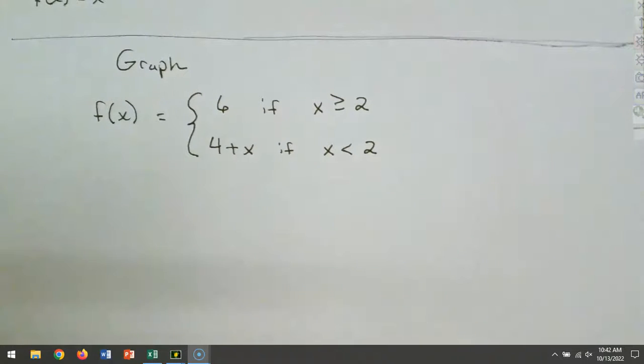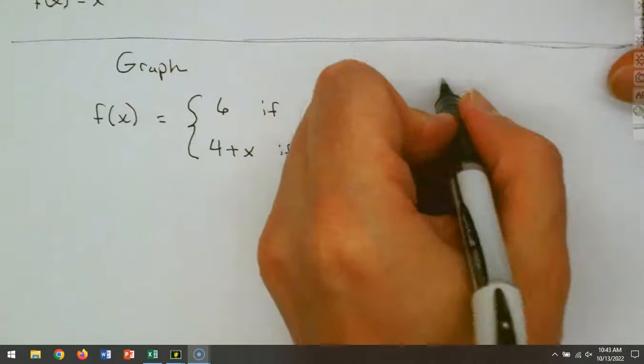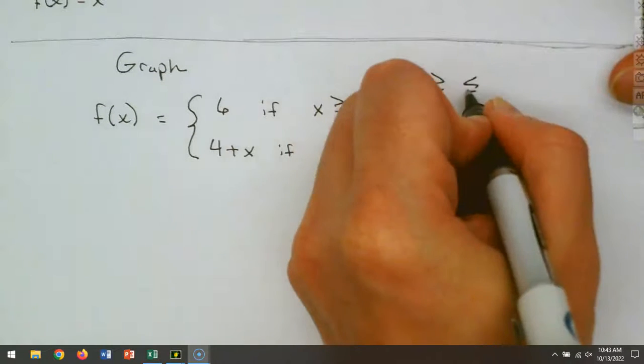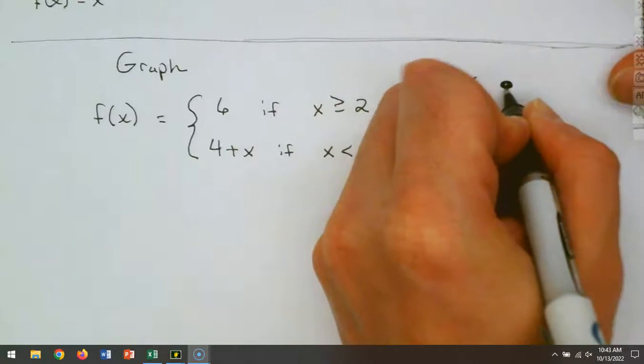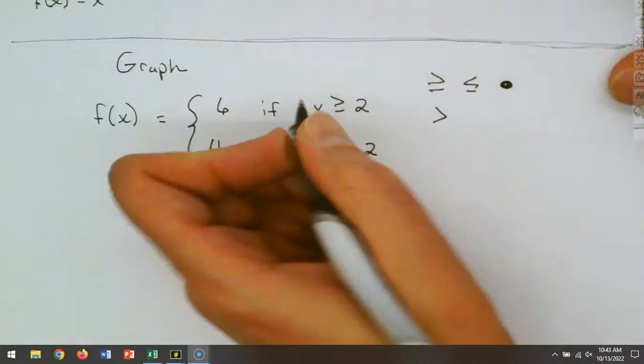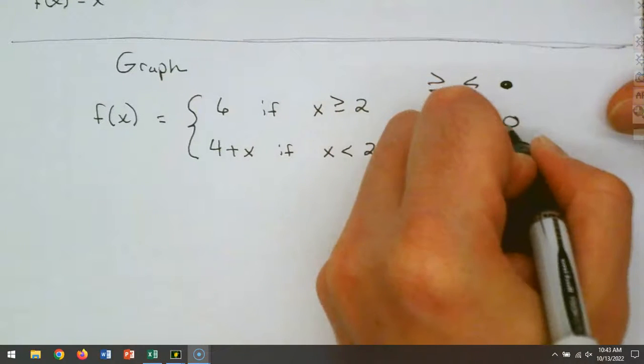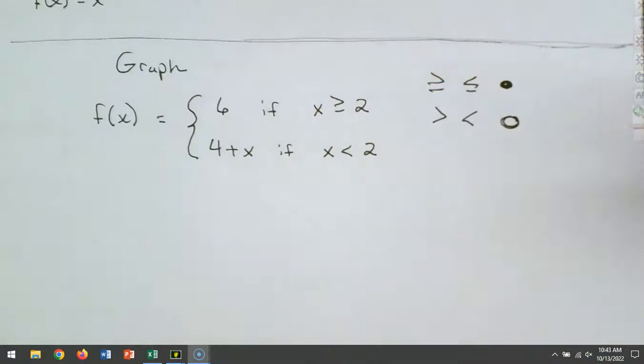Okay, now we got to watch the signs here. We're going to have to plug numbers in each row. And we also need to make sure we know what gets an open circle and what gets a closed circle. So greater than or equal to, less than or equal to, those get a closed circle. Strictly less than, strictly greater than, those get the open circle.